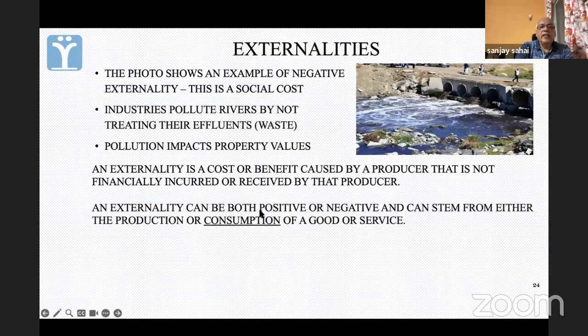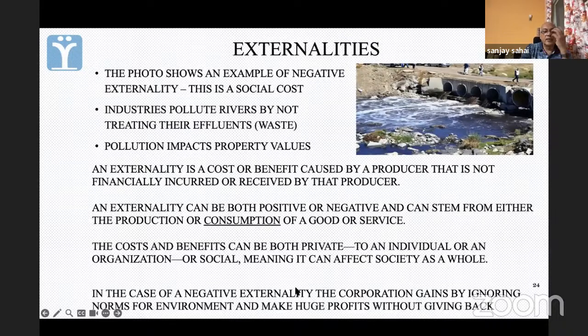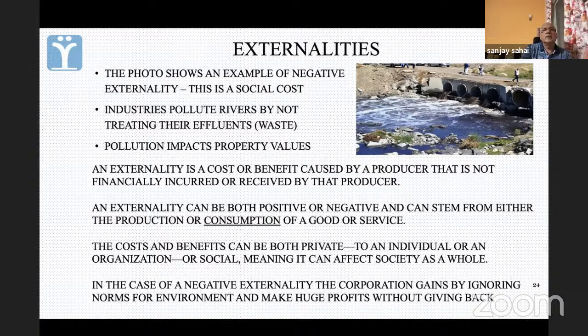Now, externality can be both positive or negative and can stem from either the production or consumption of a good or service. Can be both private to an individual or an organization, or social, meaning it can affect society as a whole. इसका examples negative externality का तो बहुत simple है कि every time a company discharges its effluents into the atmosphere or into the soil or the water, it is automatically creating a situation where society and the environment are suffering. People are suffering. So that is a clear negative externality.